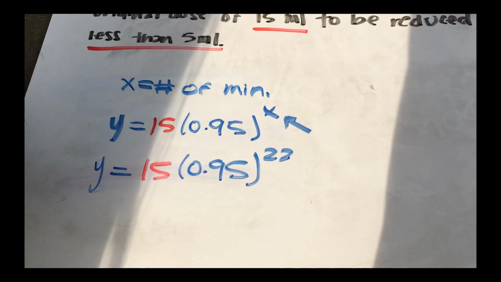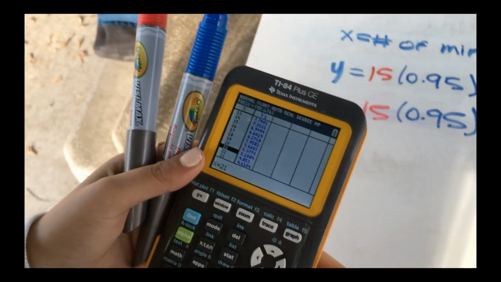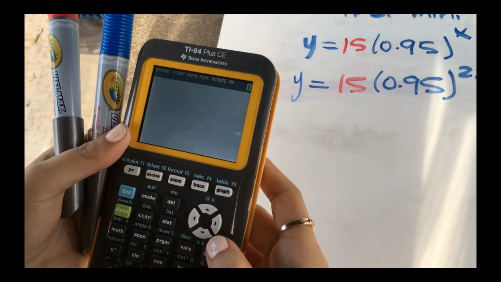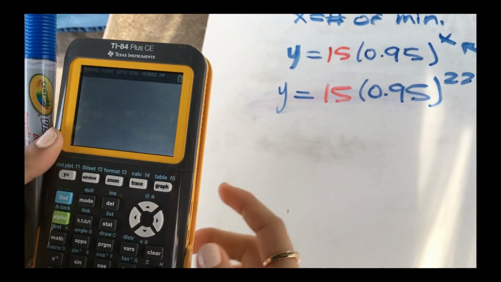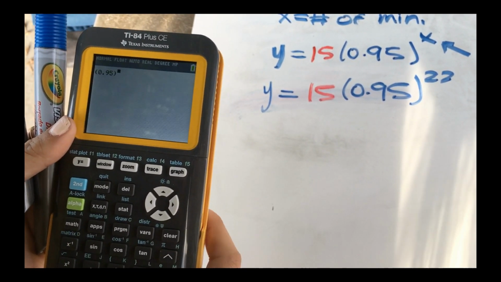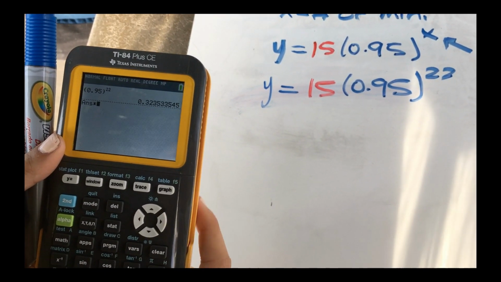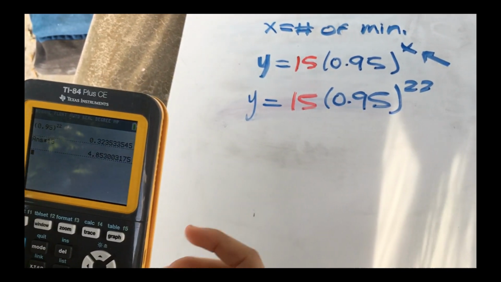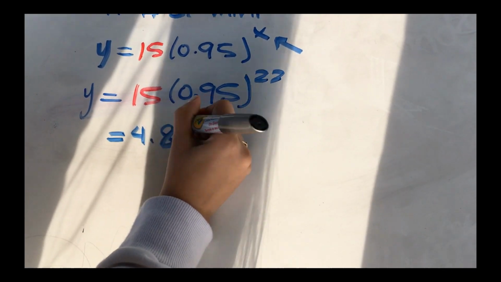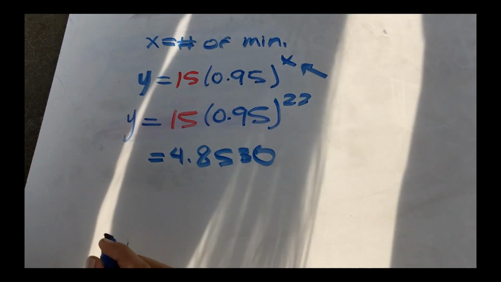Now we're going to take our calculator again, go to up, clear, Y equals, clear. And then we're going to solve that. Once we do that, 0.95 to the power of 22 is equal to 0.3 times 15, 4.85. Well, that was already on the table.